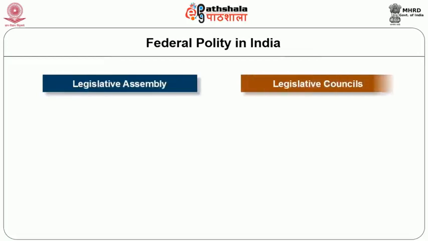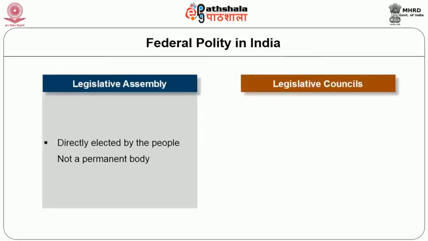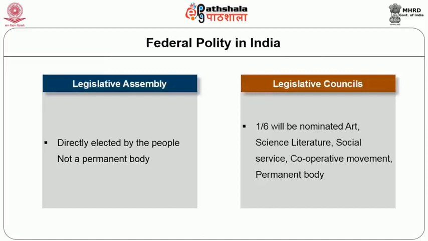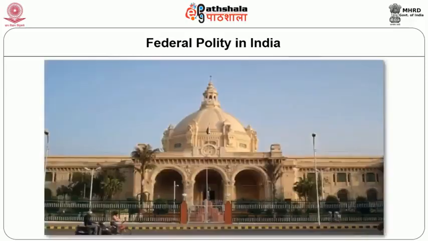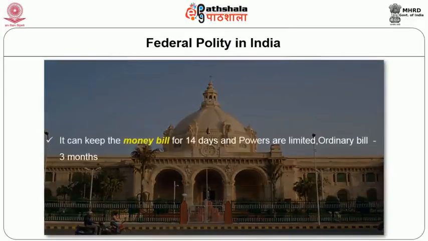Now, as we all know, the members of the legislative assemblies are directly elected by the people, whereas in the legislative council, 1/6 of the members are nominated for showing excellence in fields like art, science, literature, social service or cooperative, and the rest of the members are indirectly elected by an electoral college consisting of the representatives of the. For example, money bill can be introduced only in the legislative assembly.